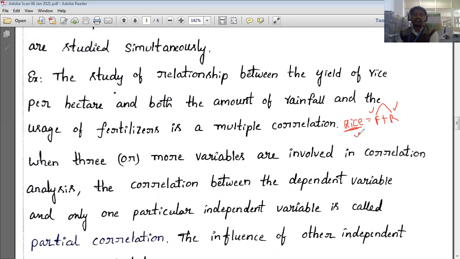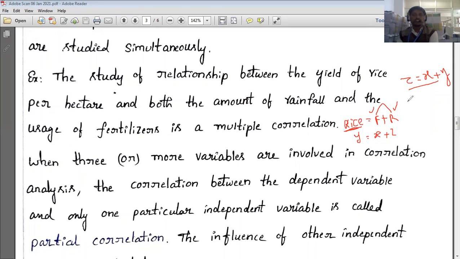So generally we can write Y is equal to X plus Z, or Z is equal to X plus Y, like this we can write the relation. Here, multiple correlation means we are discussing the dependent as well as both independent variables. Rainfall and fertilizers are both independent, and rice is dependent. So we are discussing the complete relation in multiple correlation.